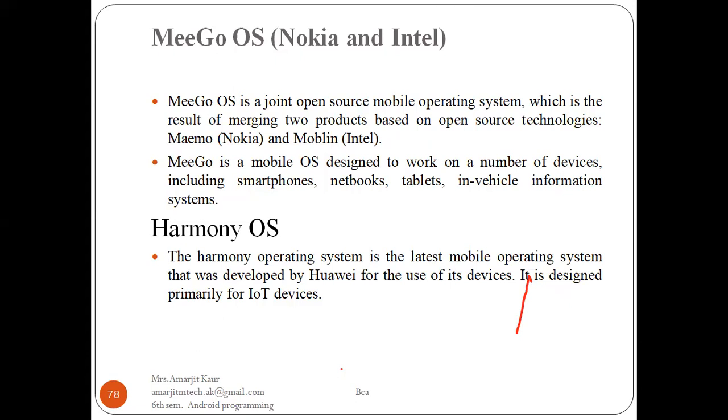And the next one is the Harmony operating system. The Harmony operating system is the latest mobile operating system that was developed by Huawei for the use of its devices. It is designed primarily for IoT devices, Internet of Things.